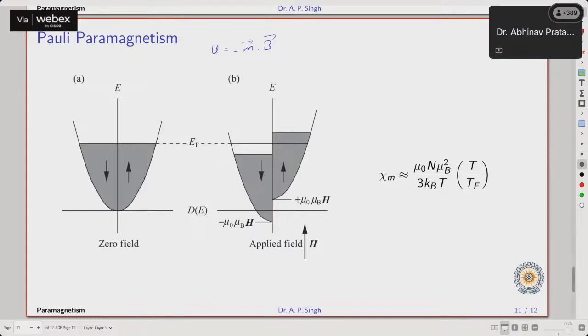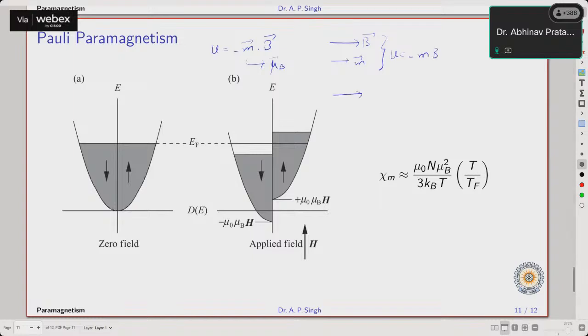Okay, so according to this expression, if M and B are parallel to each other, what I will do is put this M simply equal to mu B. That means I'm assuming that electrons are behaving like tiny magnets whose dipole moment is equal to 1 Bohr magneton. So if your magnetic field and the value of M are parallel to each other, you will find the value will be minus MB.